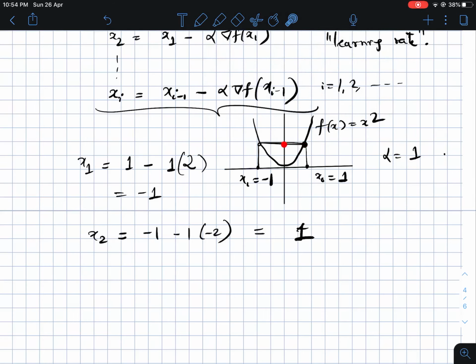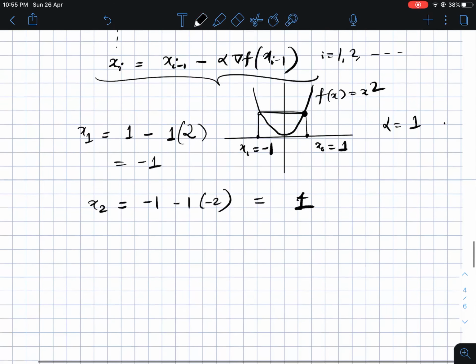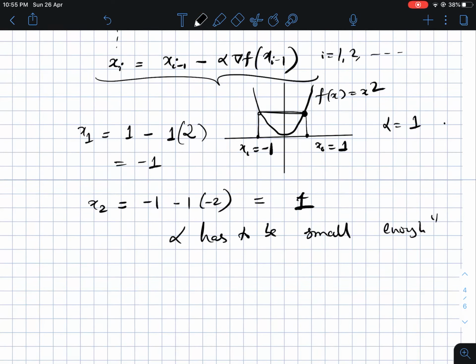So you're simply overshooting your minimum, and you're ending up on the opposite side, and you keep doing that. You keep oscillating like this. You never actually hit the minimum. Gradient descent will not even converge, right? So typically alpha has to be small enough. We'll formalize this for our problem in a minute, right? Alpha has to be small enough.